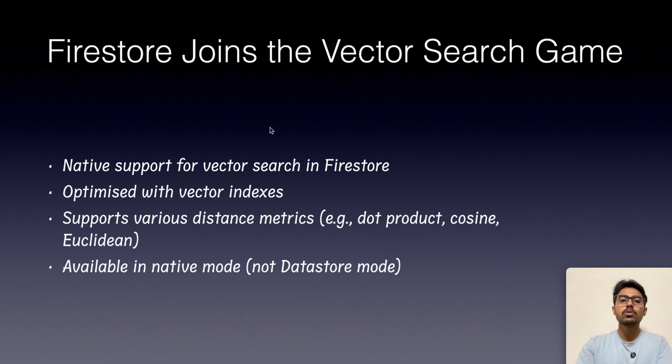functionality as well. Just to note, Firestore vector search is natively supported inside Firestore, so no other data pipeline is needed. It is optimized for vector indexes. It supports various distance metrics like dot product, cosine, and Euclidean, as we will see in this video. Lastly, it is available in native mode, so it's not available in the Datastore mode of Firestore DB.